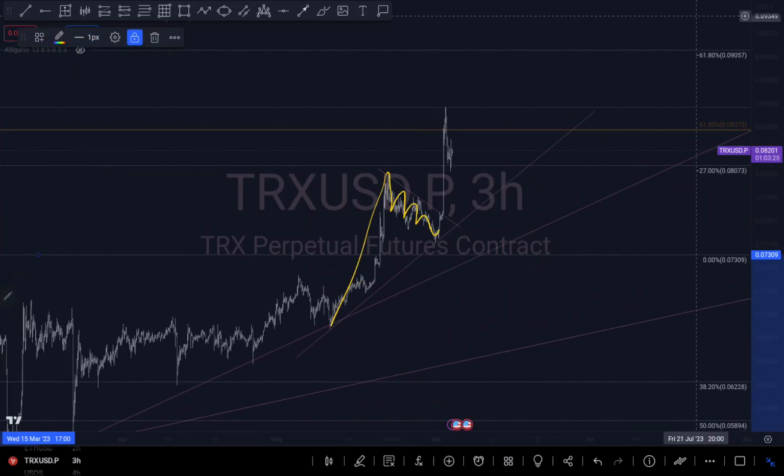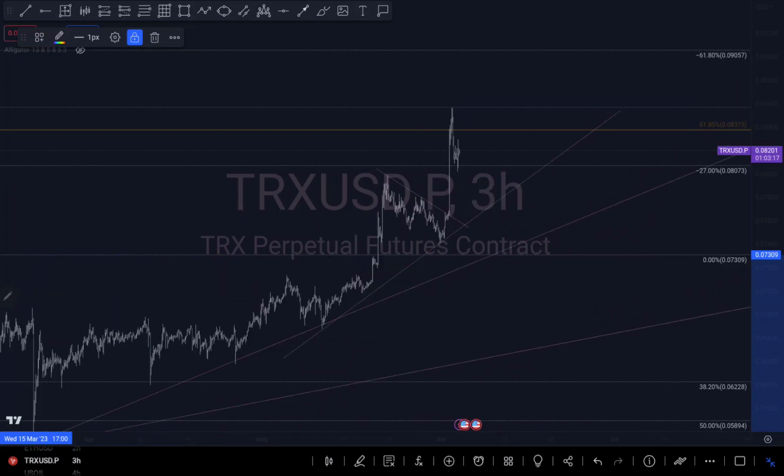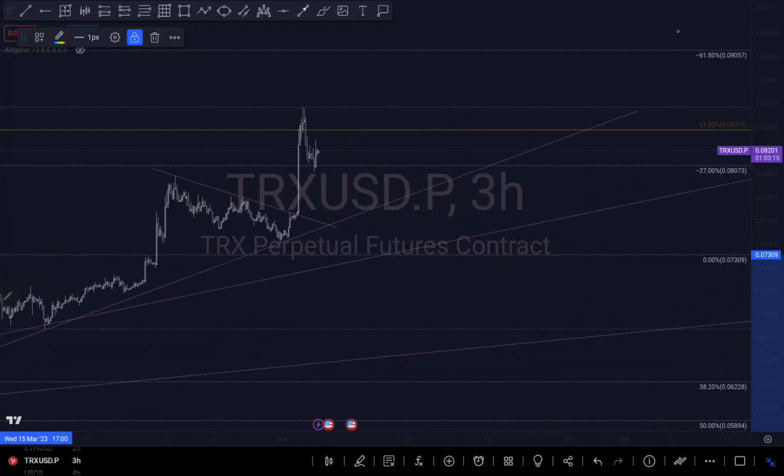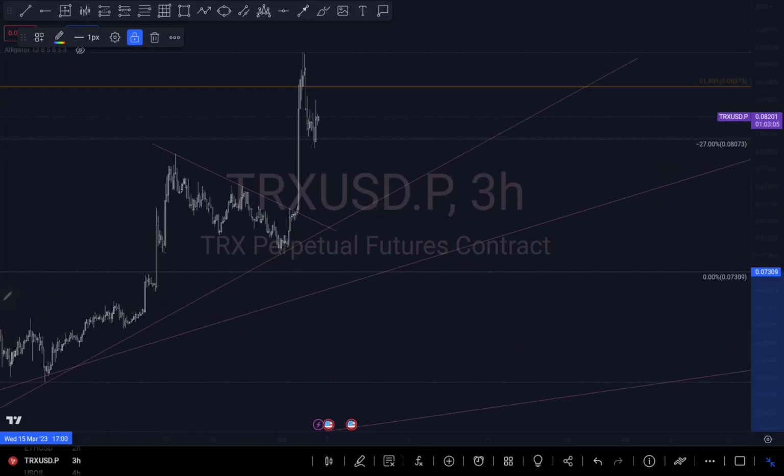I can see an impulse here, a correction, and a continuation, and we can see the continuation at that mode. And you can see right here it has reached my negative 27% fib level, which stands as a reversal, and it aligns perfectly well with the market structure right now.